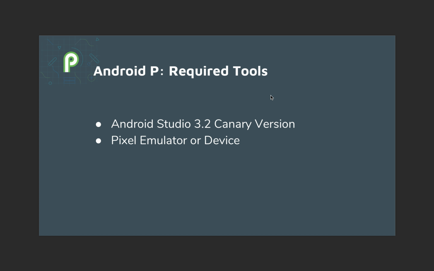Next, the required tools that we need to set up and write some code are Android Studio 3.2, which is the Canary version right now. That's what Google calls its pre-release version. They call it the Canary version, like Chrome Canary. This will be used to build preview apps for Android P, and then we need a Pixel emulator or device. You can actually use a device to run your application, or a Pixel emulator, and that's what we'll be using in this particular course.